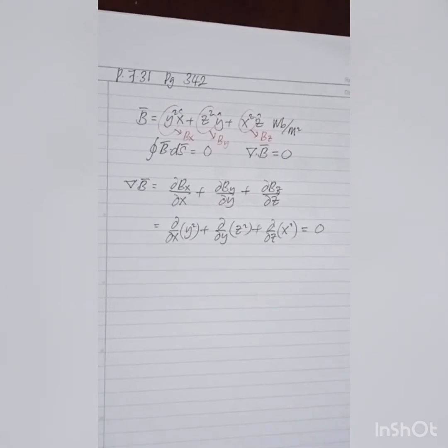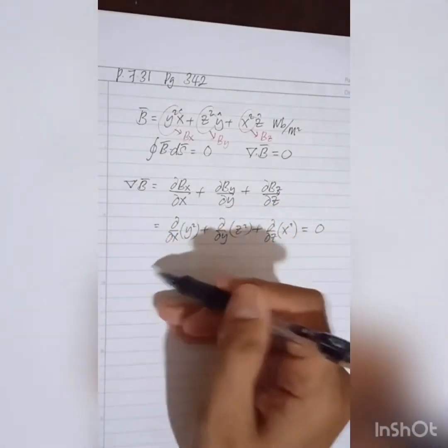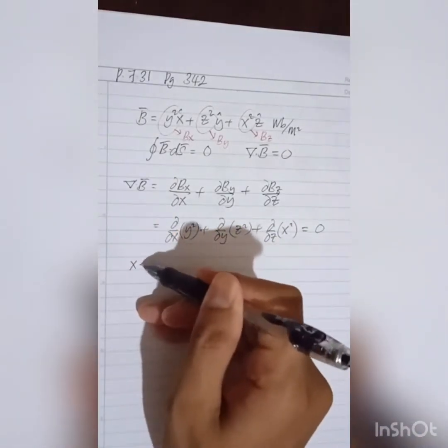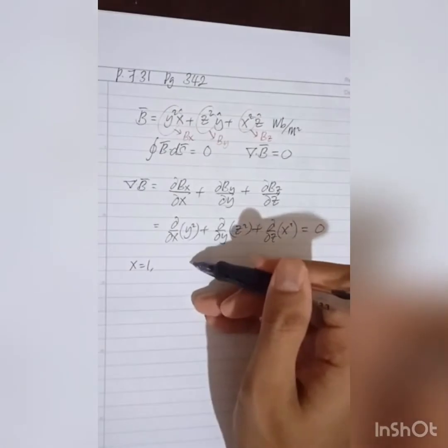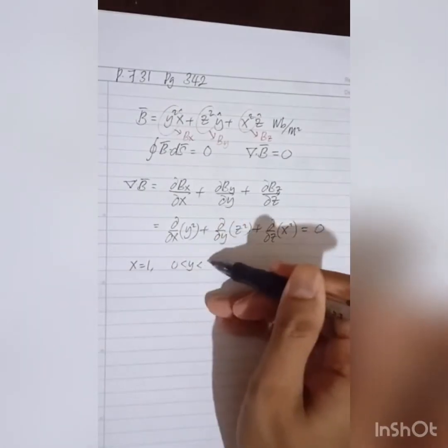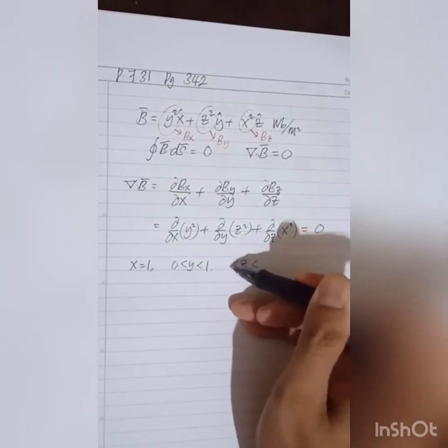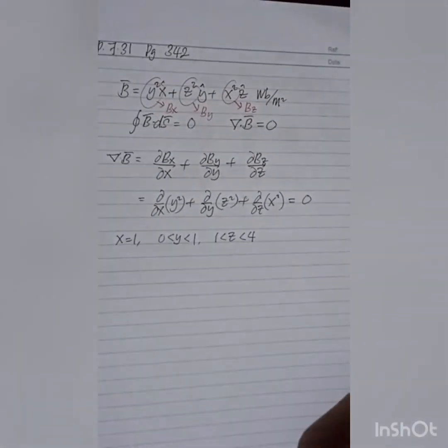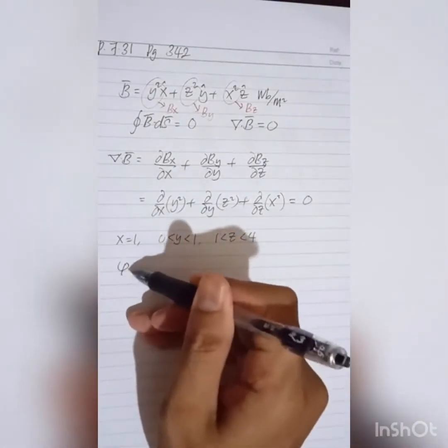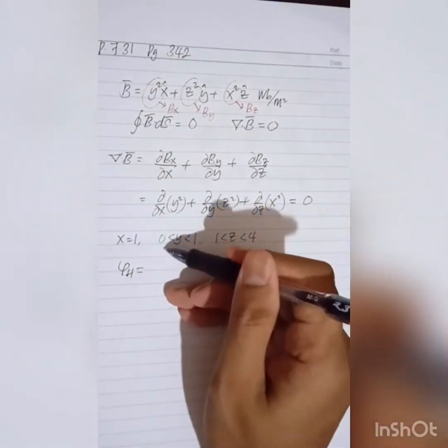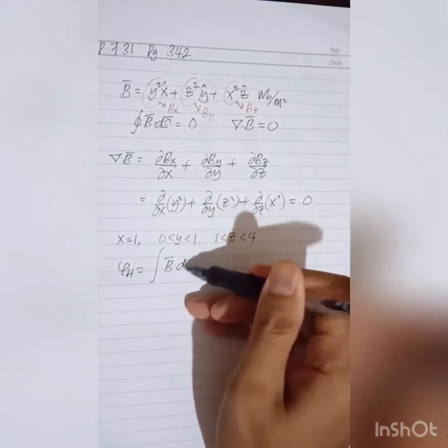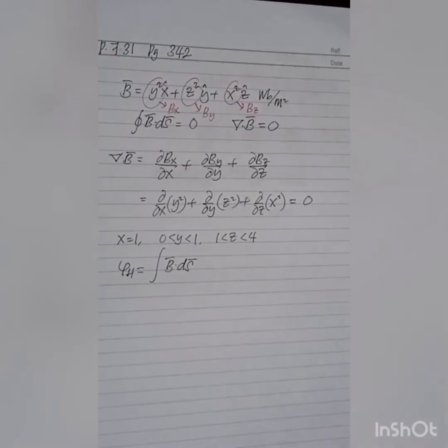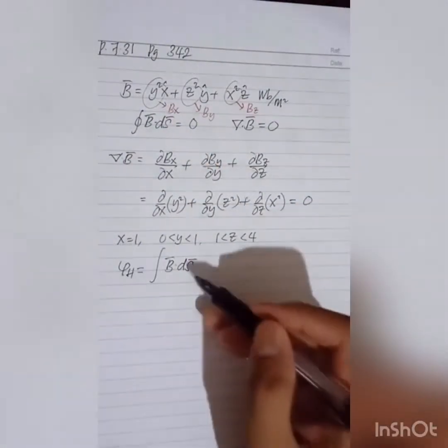Now we are going to find the magnetic flux that passes through a certain surface, located at the plane x equal to 1, with y from 0 to 1, and z from 1 to 4. That's the surface of interest that we are given. Based on the equation that we learned last time, the magnetic flux can be expressed as the integral of B dot dS. We have B already as shown above, so now we have to find dS.